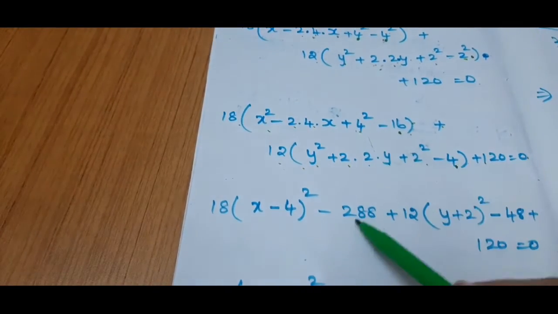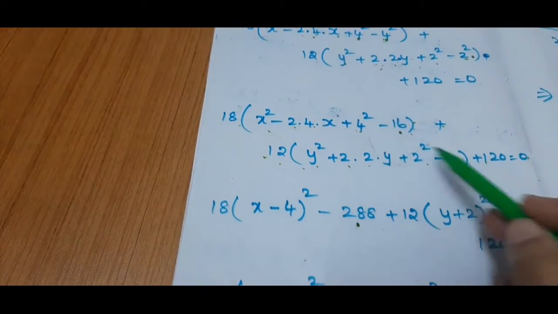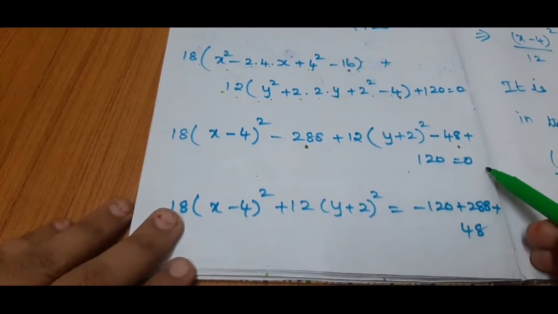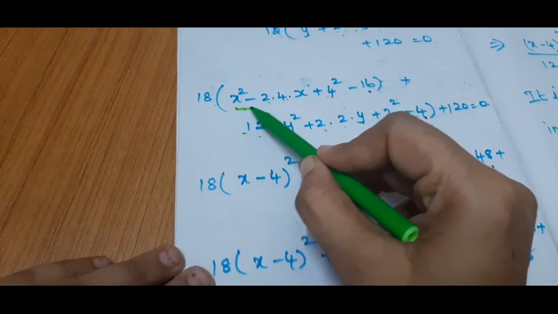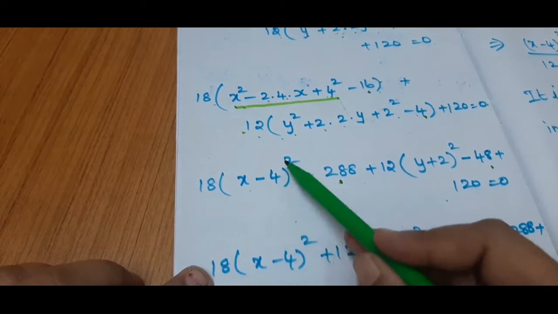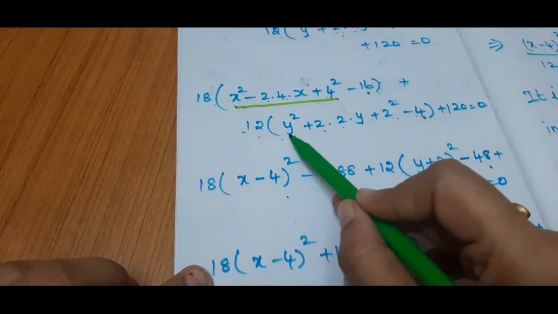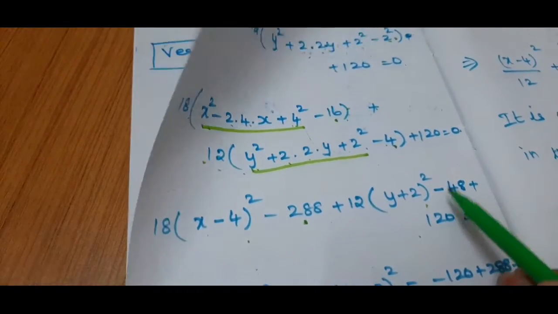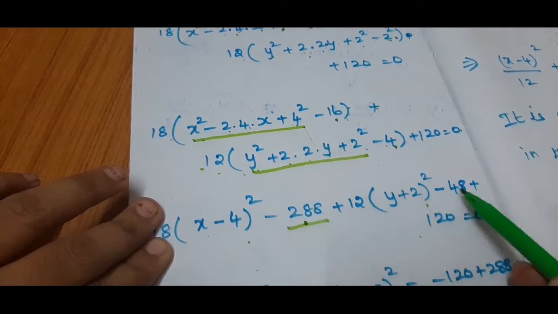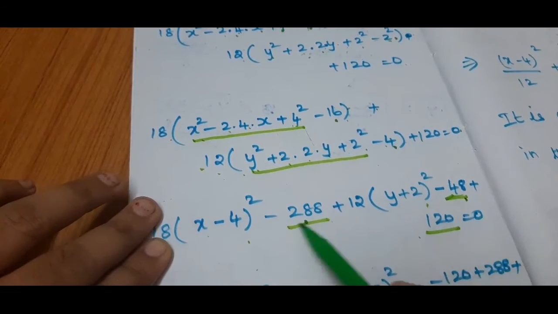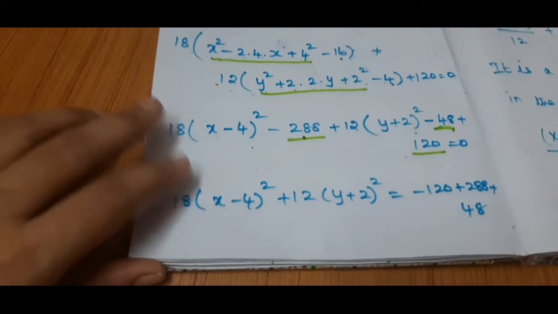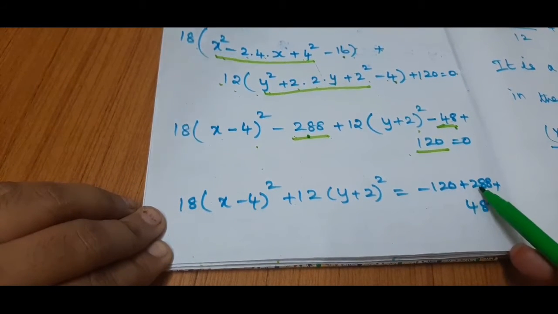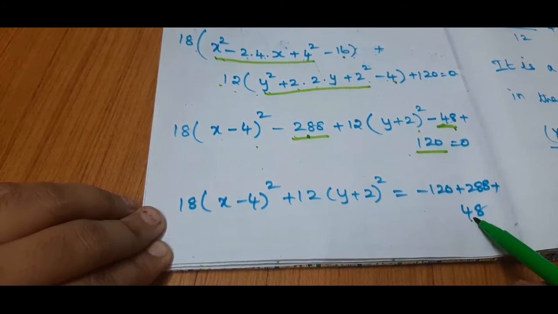So 18 16s are 288. 12 4s are 48. Plus 120 is equal to 0. So this term I can write as x plus 4 whole square. This term I can write as y plus 2 whole square. So this number, this term and this term all together I am going to take to right hand side. So this will be minus 120, this will be plus 288, this will be plus 48.